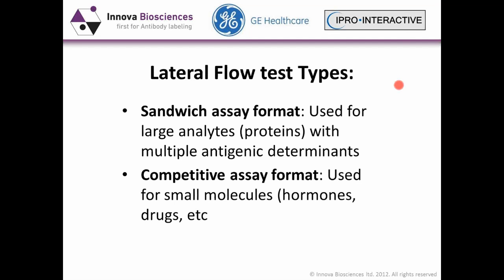Lateral flow test types tend to be of two types. The first one is the sandwich assay format, which is normally used for large analytes, like proteins with multiple antigenic determinants. Competitive assay formats are used for small molecules like hormones, drugs, antibiotics.